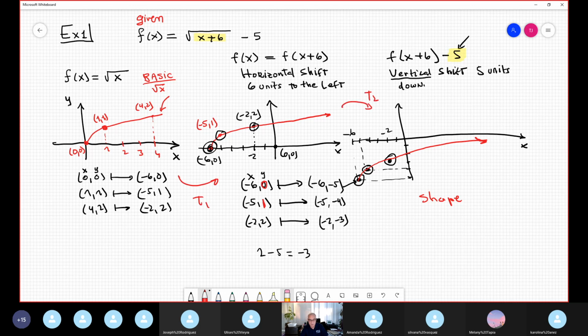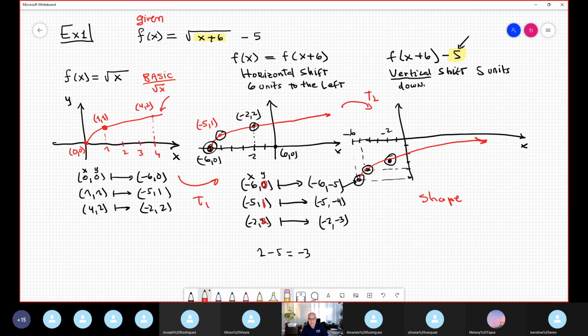We have 2 transformations, and sometimes we have 3 transformations. But don't worry, step by step. So you subtract 5 from any y component. 0 minus 5 is -5. 1 minus 5 is -4. 2 minus 5 is negative. And you plot that point, exactly as I did, and you connect it by the curve.